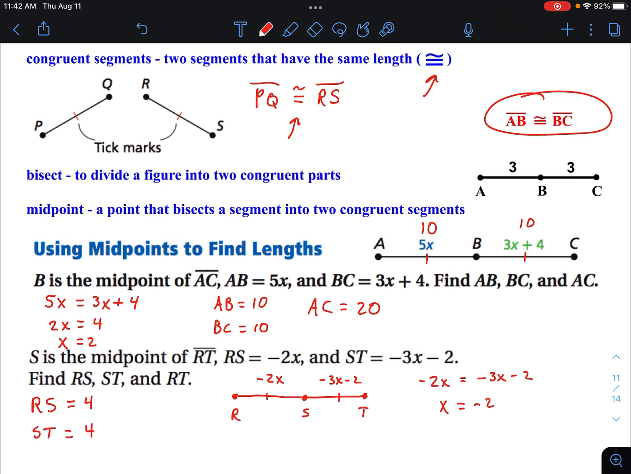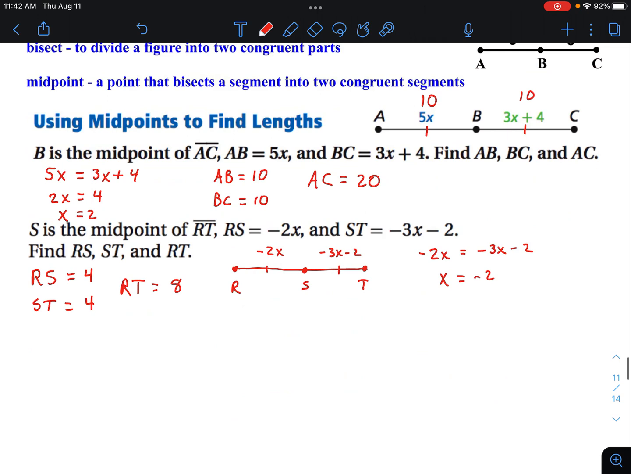ST should be the exact same 4, but you can plug it in if you'd like. Negative 3 times negative 2 is positive 6. 6 minus 2 is 4. And then lastly, add our segments together to get the full segment. That's your segment addition postulate. 4 plus 4 is 8.